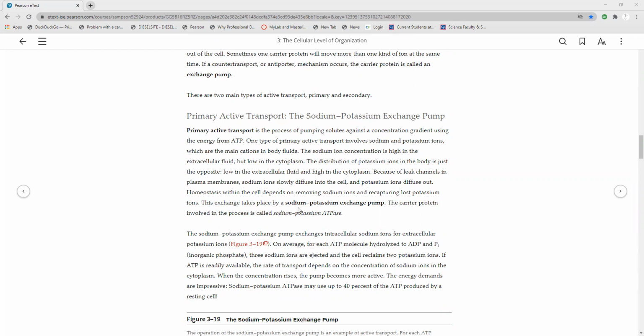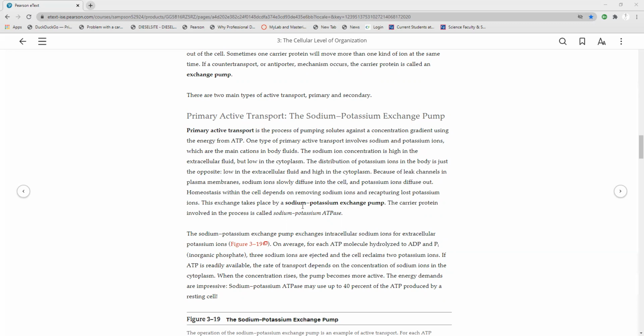Now what happens is the sodium will come into the cell and potassium will leave the cell. Once that process is done, you have to get them back, right? And to do that, you actually have to pump them. Normally, sodium will diffuse into the cell and potassium will diffuse out of the cell. Remember, it's net movement of particles down the concentration gradient.